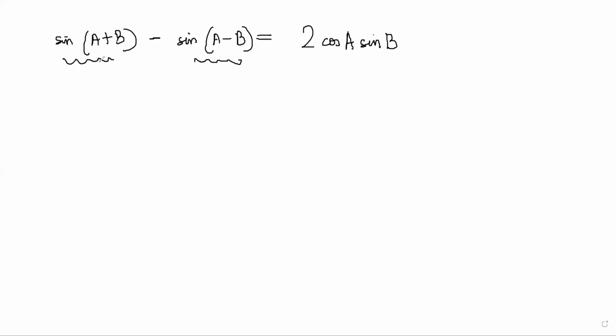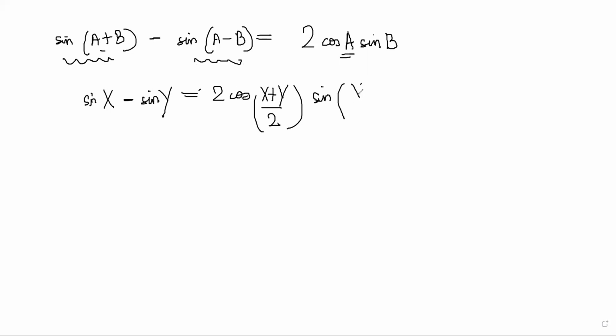Now I don't want A + B and A − B, it looks weird. So I will say this is sin X − sin Y, where X is A + B and Y is A − B. And this is 2 cos. Notice that you'll get A if you do (X + Y)/2. And sin B is (X − Y)/2, because X − Y will be 2B, and divided by 2 it will be B.